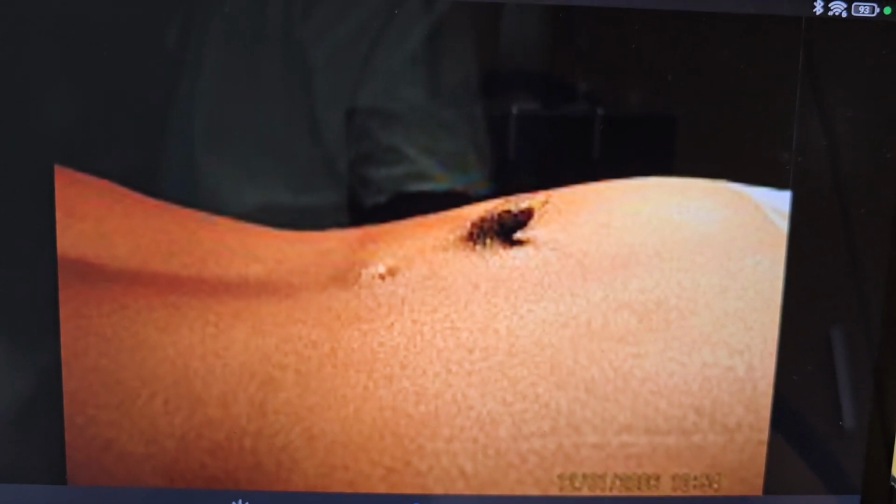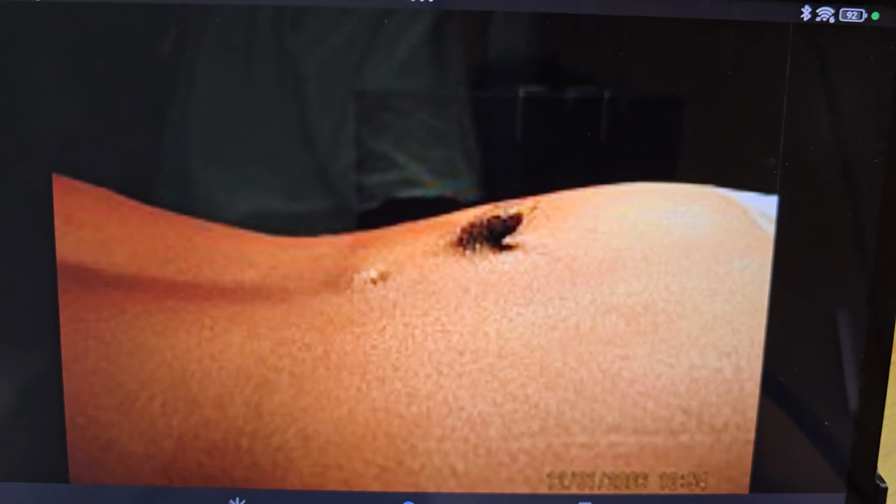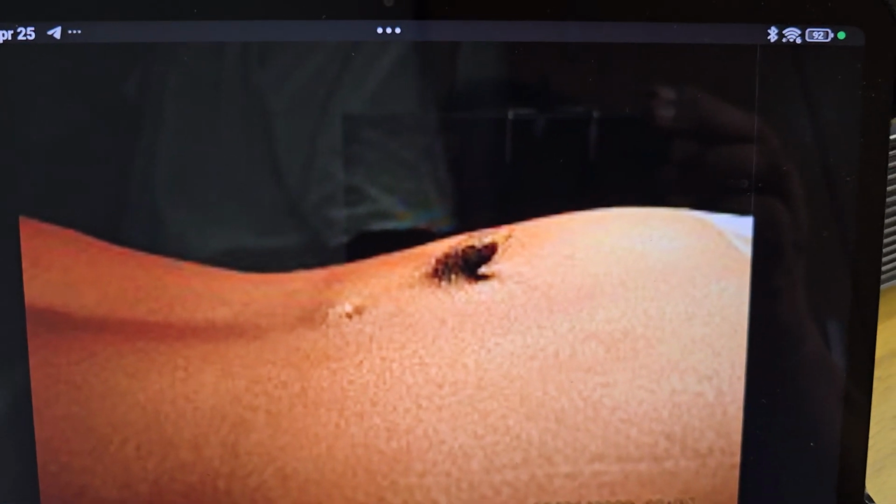Definitely the evaluation starts with the history and the physical exam, and I already explained to you about the history and the physical exam. See how you can see this skin deformity from the skin, and you can palpate here. And you can check and find there some tuft of hair here.